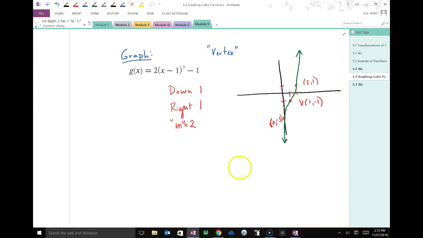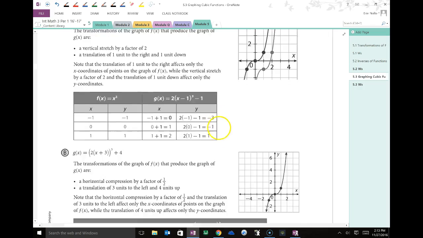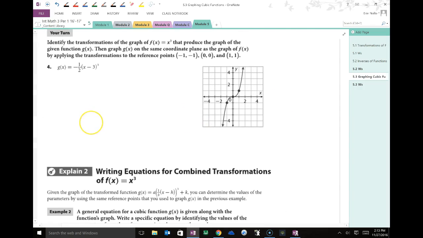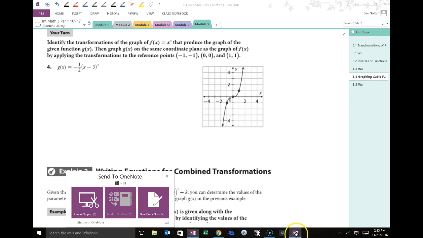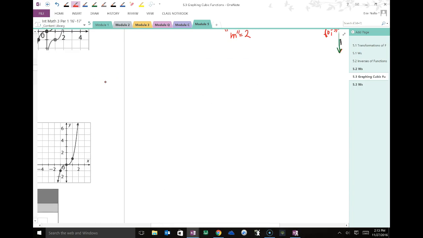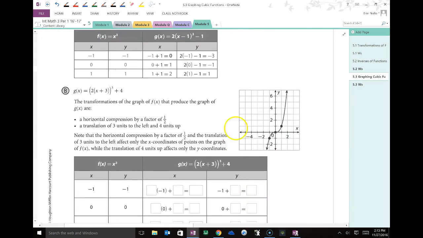Okay, so let's do one more, just to make sure that we do have this. Let's do one. Yeah, I like this one. This is a good one. So we're basically doing the exact same thing.